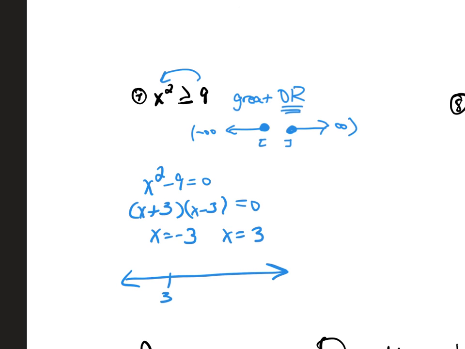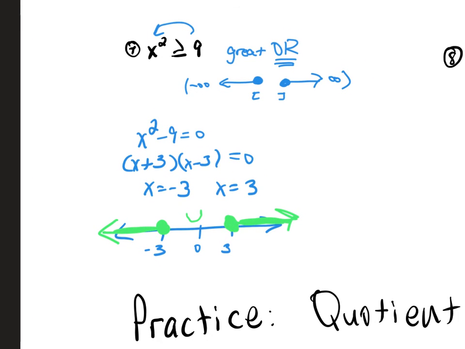So I have negative 3, 0, and 3. We said at the beginning we have closed dots. And it's greater, so it goes in opposite directions. It's either this or that. And I have my union right here. So let's check 0. 0 should not work. It's not in my shaded in region. So I have 0 squared greater than or equal to 9. Well, 0 is not greater than or equal to 9, so we're good to go.